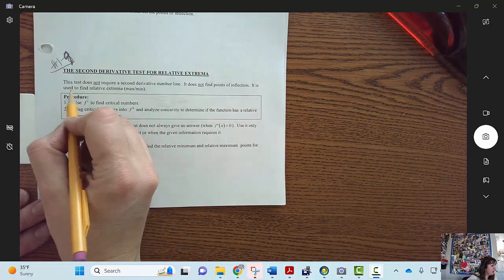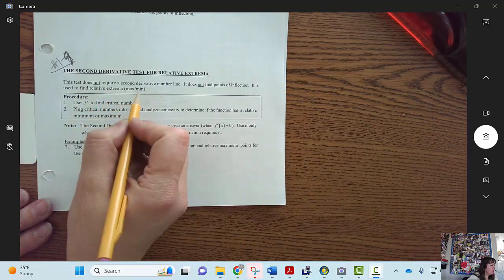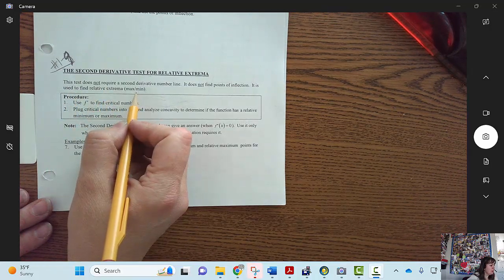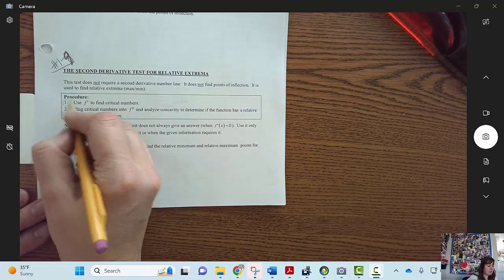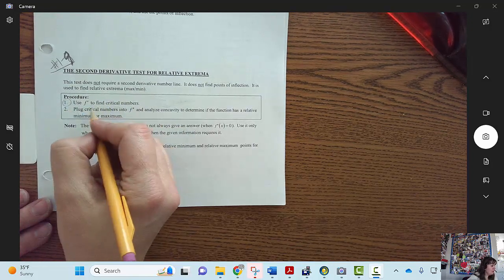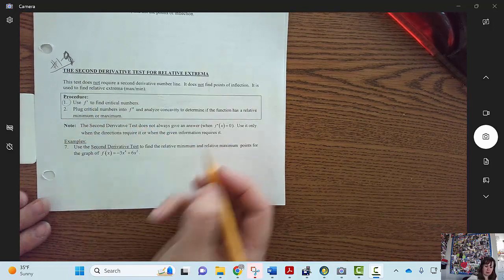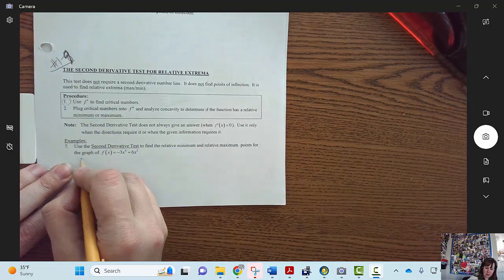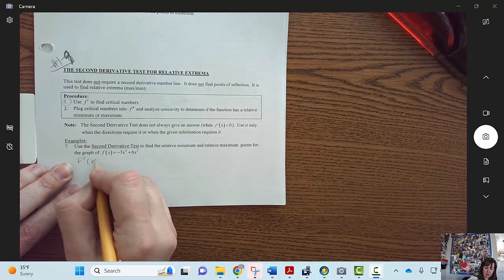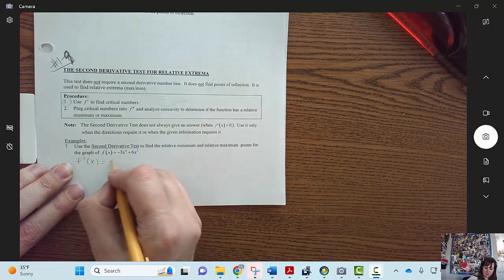So again, it says here that it doesn't require that we do a number line. So normally maxes and mins, we would do a number line. The first part of this procedure is the same. We still have to find the critical values or critical numbers from f prime, but then we're going to use those to put into the second derivative. So let's go ahead here on example 7 and take the derivative.